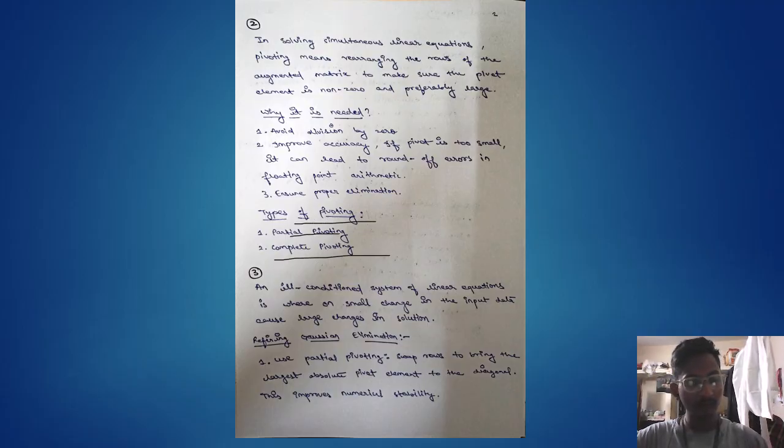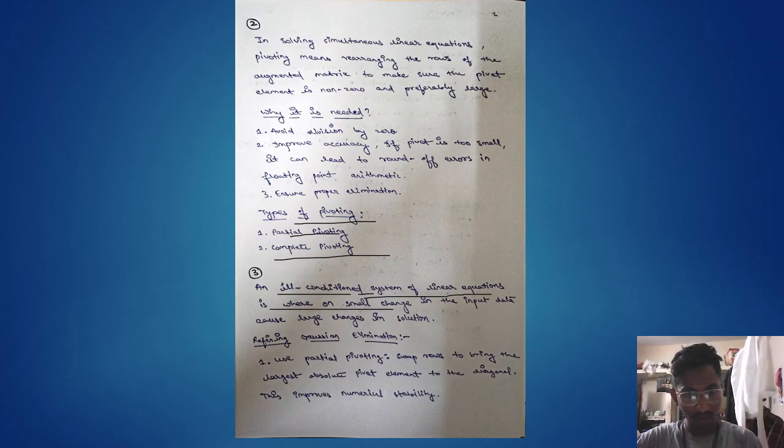Types of pivoting: partial pivoting and complete pivoting. And the third question is: explain what ill-condition in simultaneous linear algebraic equations is and how to solve it by refining the Gaussian elimination method. An ill-conditioned system of linear equations is one where a small change in the data causes a large change in the solution.